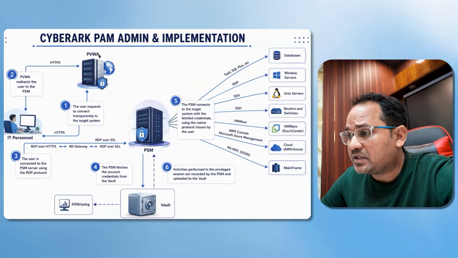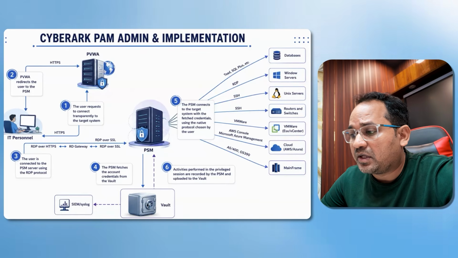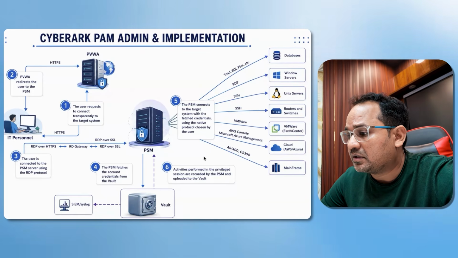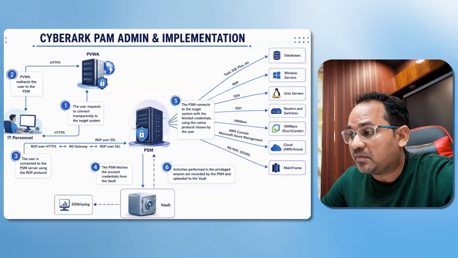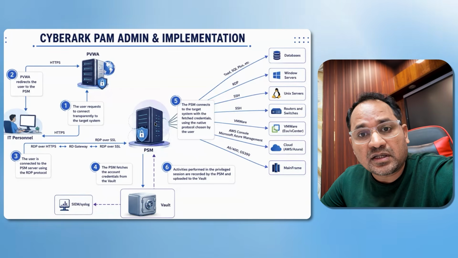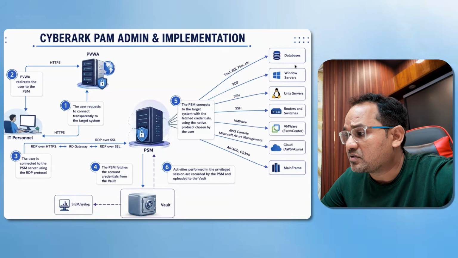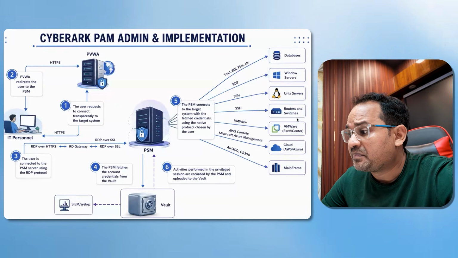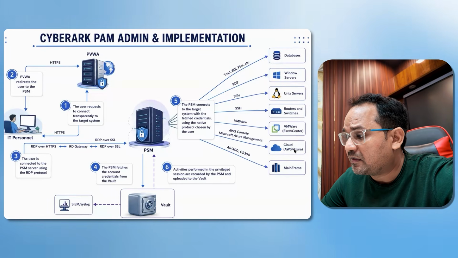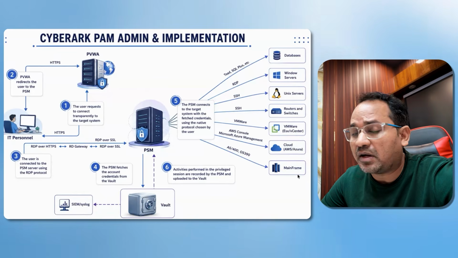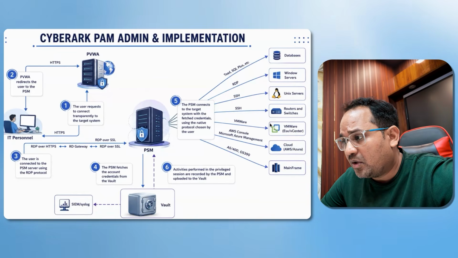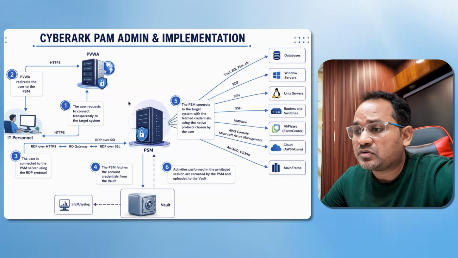In these components, you can see we have the PVWA, the Vault, and the PSM servers available here, and they make connectivity with different kinds of servers, like database servers, Windows servers, and Unix servers. We have router and switch devices as well, VMware, Azure cloud, AWS cloud, and Mainframe servers. So how does all this connection flow from source to destination?